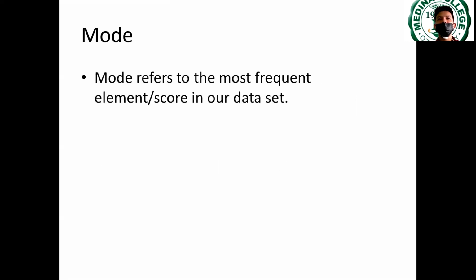Now the mode refers to the most frequent element or score in our data set. It is simply the frequently occurring score or element in our data set. For example, you have 1, 7, 7, 8, 9, and 10. The most frequently occurring value in the data set is 7. Therefore, it is the mode of our data set.